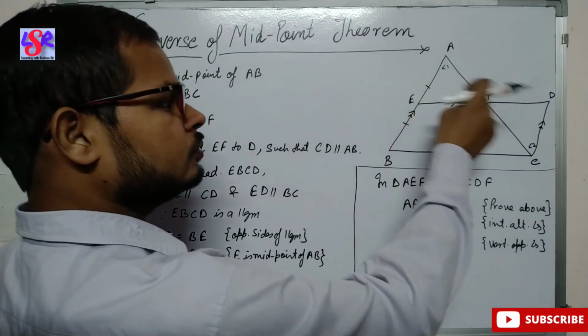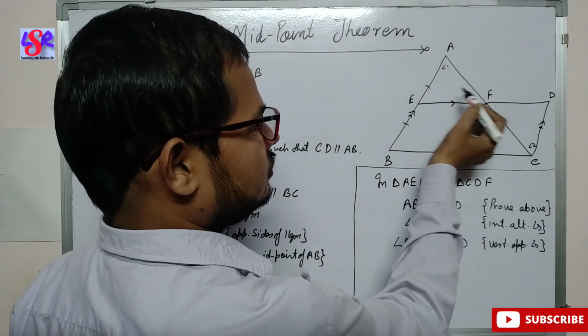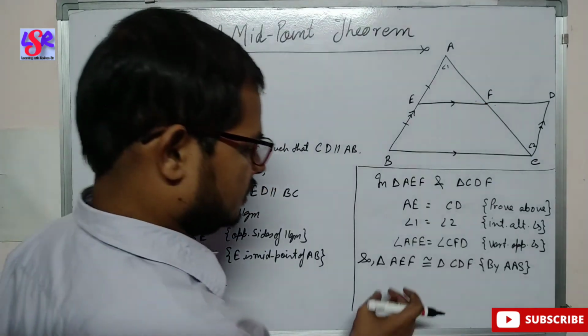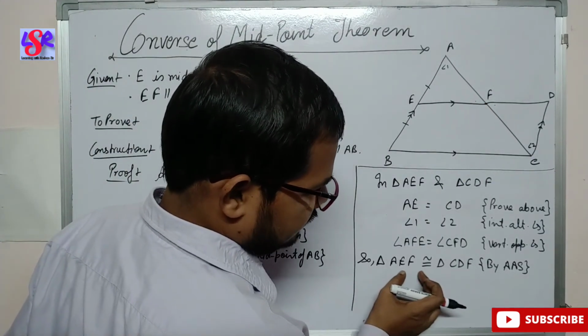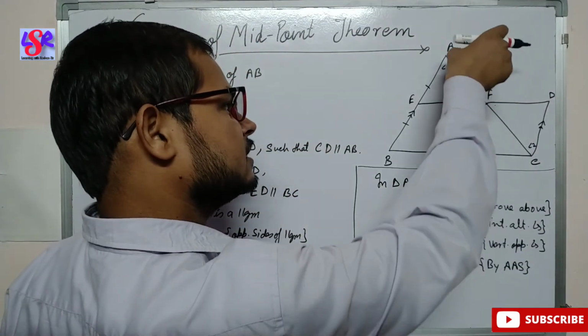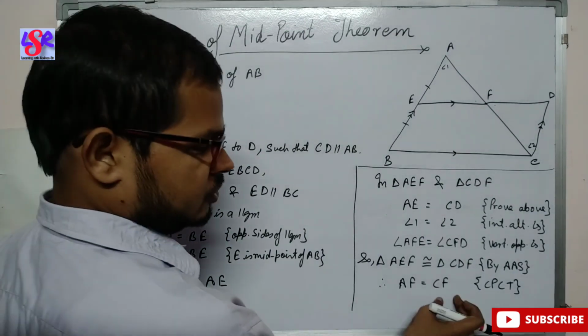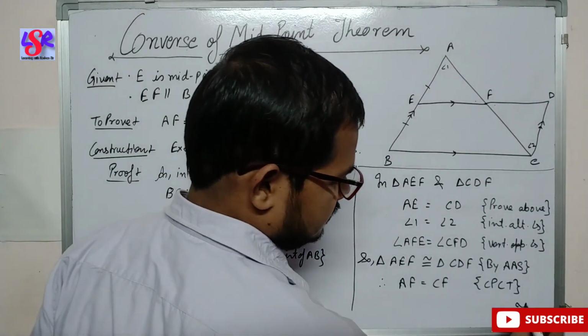Now to prove these two triangles congruent, we have used this angle and this side, so it is AAS. Therefore, we have triangle AEF congruent to triangle CDF by AAS. And now AF will be equal to CF by CPCT. Therefore, AF equals CF by CPCT, hence proved.